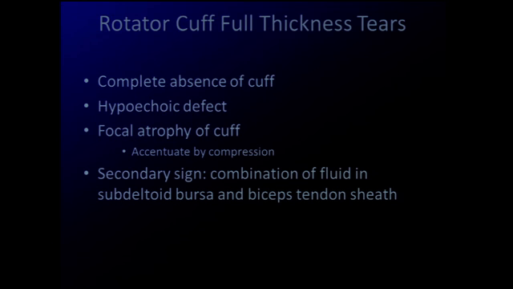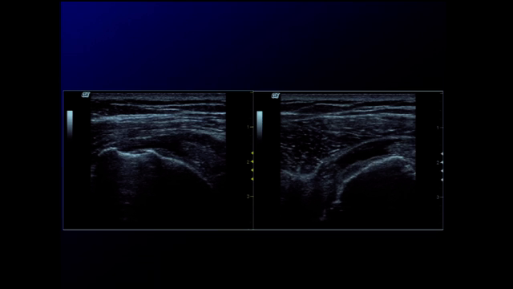Now, for full thickness tears, we will be looking for complete absence of the cuff or a defect extending throughout the cuff. The defect is typically hypoechoic and may be filled with fluid. Sometimes you don't see the fluid, but rather there'd be an area of volume loss which can be accentuated by compression. Sometimes you may see fluid in the subdeltoid bursa as well as within the biceps tendon sheath, oftentimes in the acute setting.